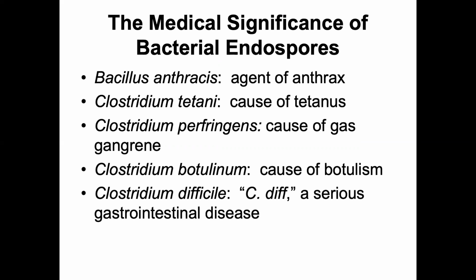Some examples of endospores that cause disease include anthrax spores, Clostridium tetani spores, spores that cause gas gangrene, spores that cause botulism, and spores that generate a condition known as C. diff infection, which is a GI condition that you can acquire in certain hospital environments, okay?